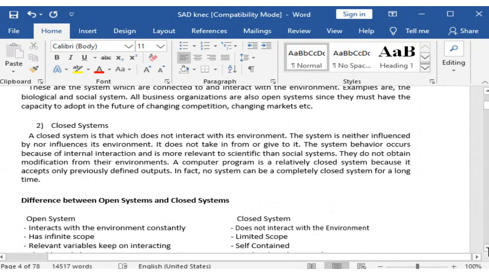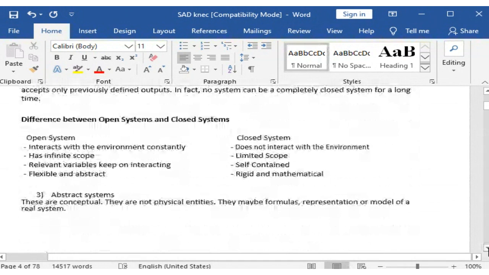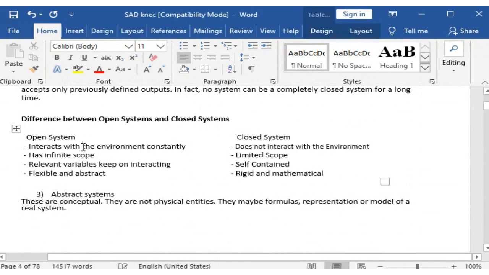Now we look at the differences between open and closed systems. An open system interacts with the environment constantly, and a closed system does not interact with the environment. An open system has an infinite scope, and a closed system has a limited scope. In an open system, relevant variables keep on interacting, and in a closed system, it is self-contained. An open system is flexible and abstract, and a closed system is rigid and mathematical.